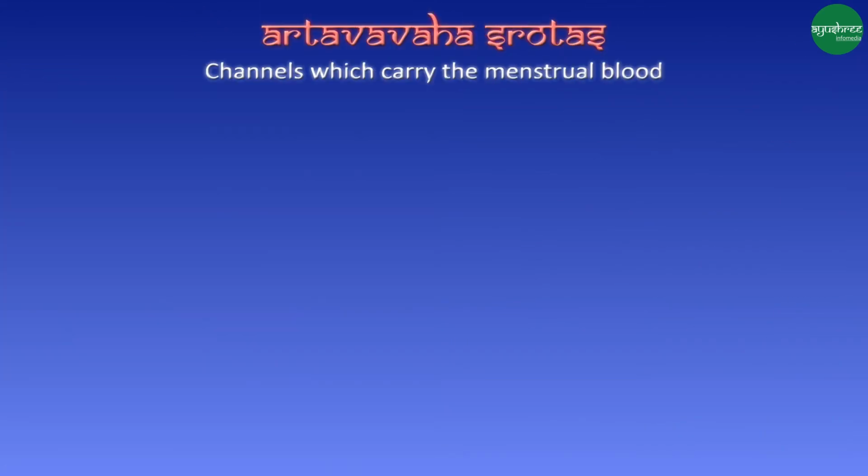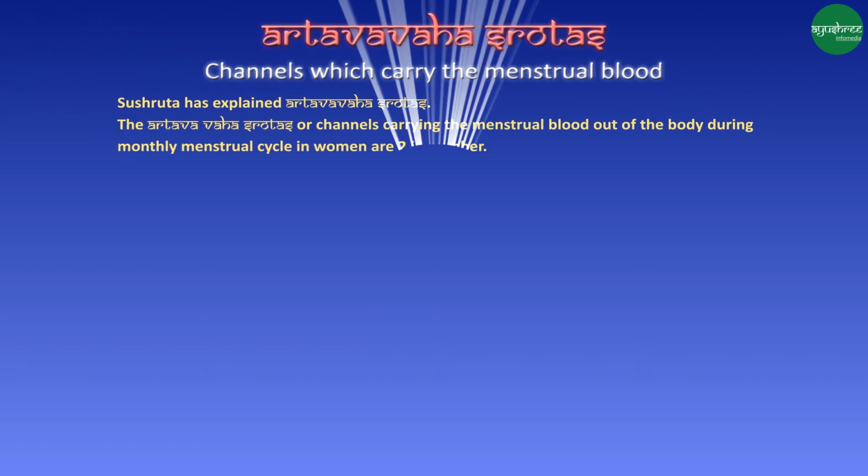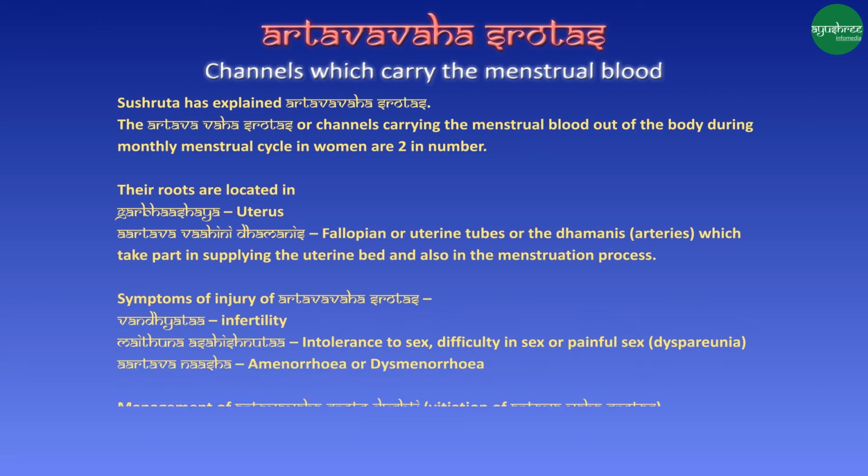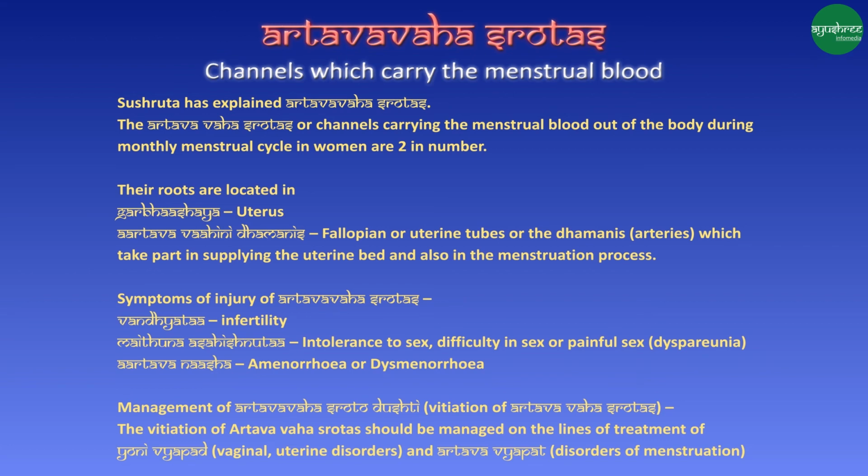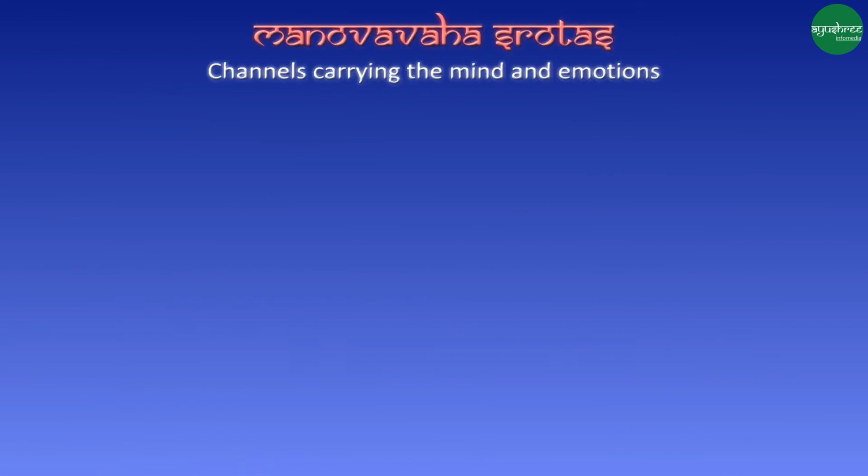The Artava Srotas, or channels carrying the menstrual blood out of the body during monthly menstrual cycle in women, are 2 in number. Their roots are located in uterus and fallopian or uterine tubes. Symptoms of injury to Artava Srotas: when the Artavahini Dhamanis are injured, they cause infertility, intolerance to sex, difficulty in sex and painful sex, dyspareunia, amenorrhea or dysmenorrhea. Management of Artava Srotodushti, that is vitiation of Artava Srotas: it should be managed on the lines of treatment of Yoni Vyapad, that is vaginal or uterine disorders, and Artavavyapad, that is disorders of menstruation.